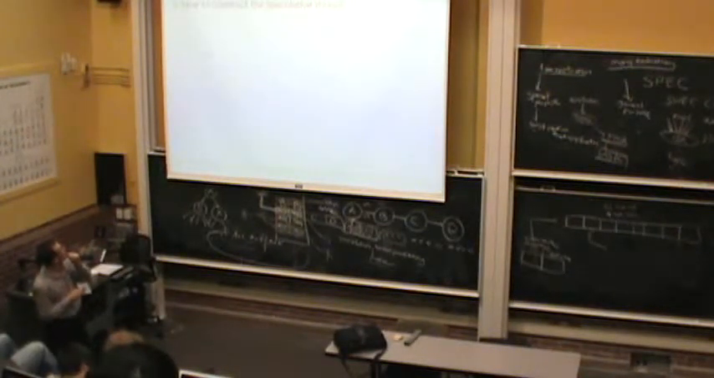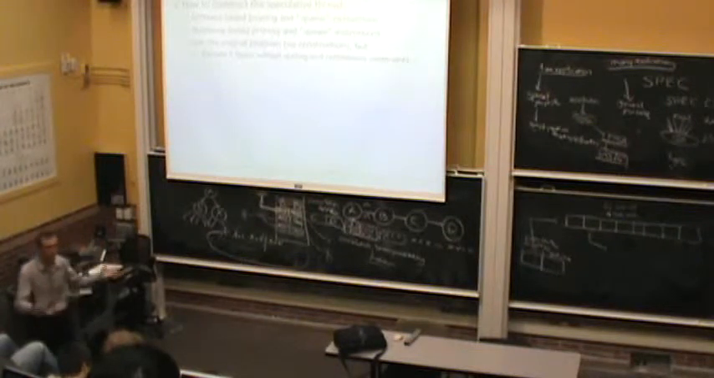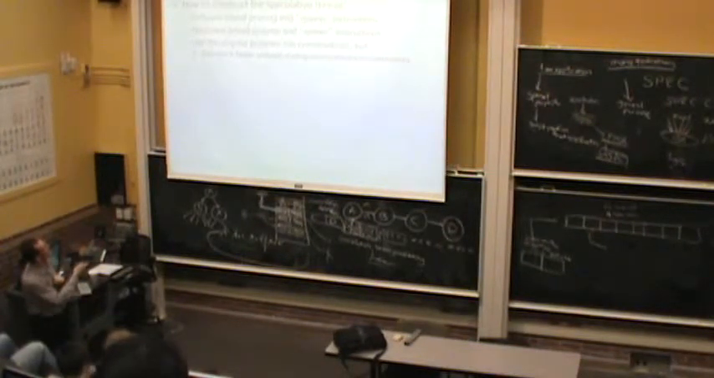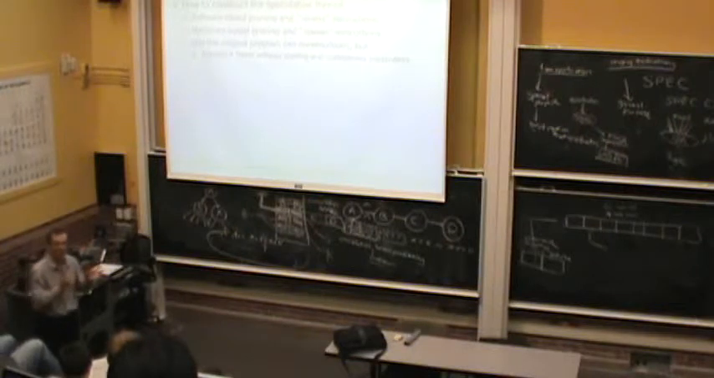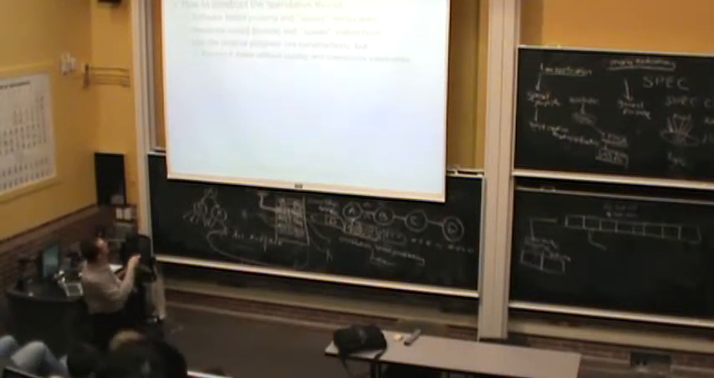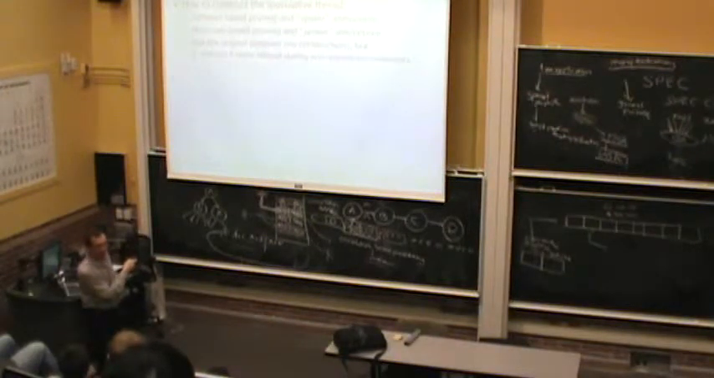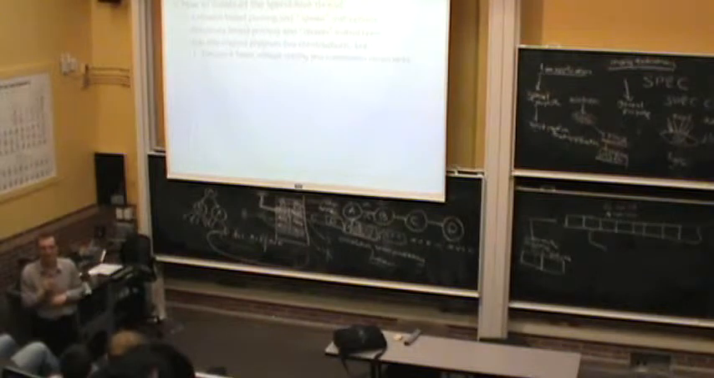So how do you construct the speculative threads? You can prune the program and insert spawn instructions in software. Or you could do it in hardware. I'm not going to do the hardware method. I'll show you some ways of how to do this in software. Or you could use the original program to do the prefetching, but execute it faster. And we'll see a way of doing that.